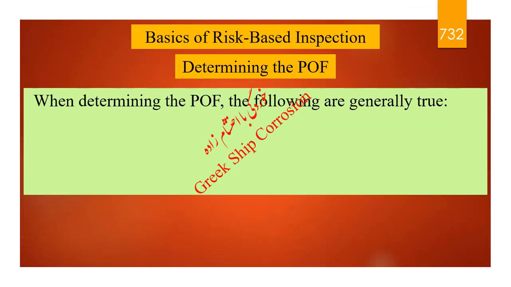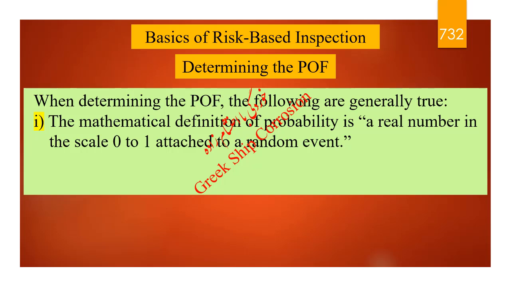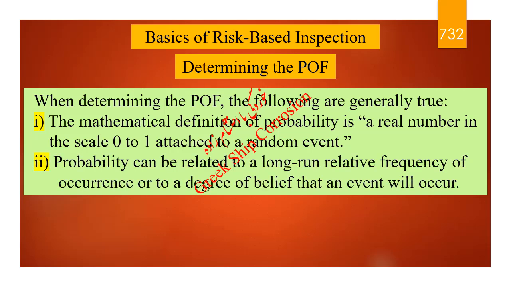Determining the POF. When determining the POF, the following are generally true. 1. The mathematical definition of probability is a real number in the scale 0 to 1 attached to a random event. 2. Probability can be related to a long-run relative frequency of occurrence or to a degree of belief that an event will occur.